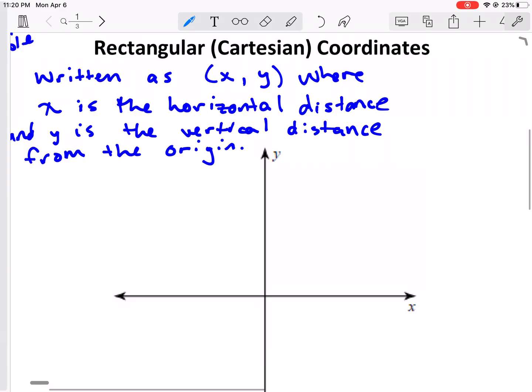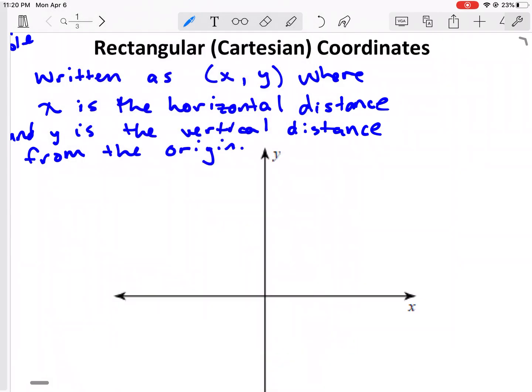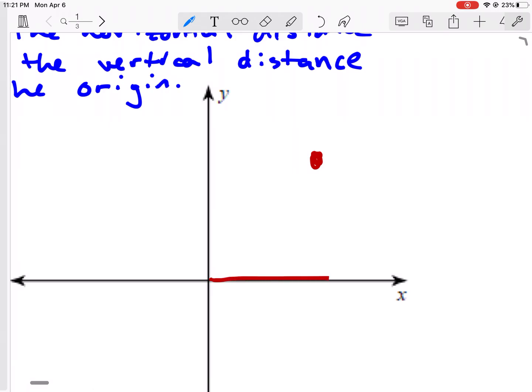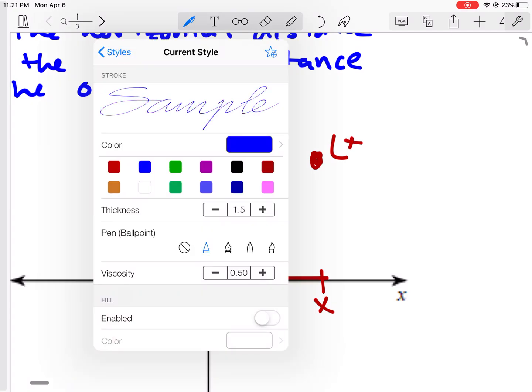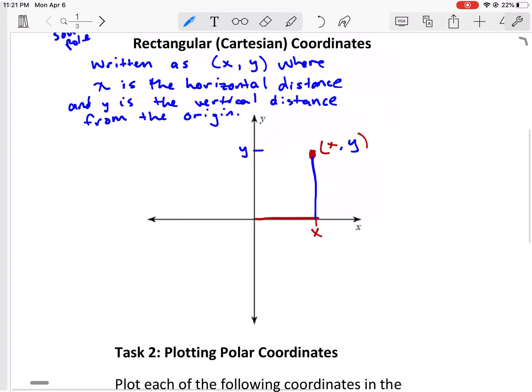You've done this 100 times before, you're all familiar with it. X, again, is our horizontal distance, so to get to a point up here, maybe, x would be this horizontal distance. That would give us our x-coordinate, and y is maybe right here. Y is our vertical distance. So these coordinates are x, comma, y, our horizontal and vertical distance from the origin.